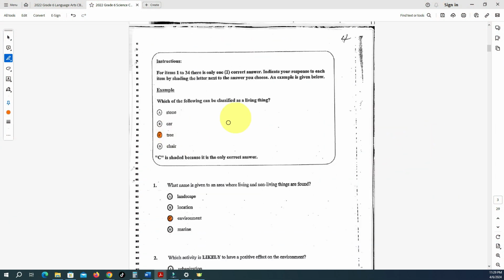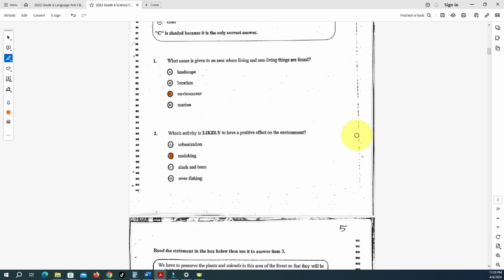Alright, so here's an example of how you should do the shade. Which of the following can be classified as a living thing? So we know that tree is the only living thing here. We would have shaded the entire circle to select tree. You would have shaded C. All right. So let's jump in.